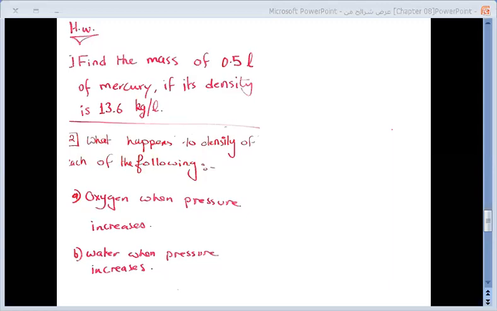Okay, so again, the answer to number A, right after me: before saying the reason, let's say what will happen. As we increase the pressure on oxygen, the density will increase. The question: why? So the answer of number A: density will increase. Okay, the pressure is why.